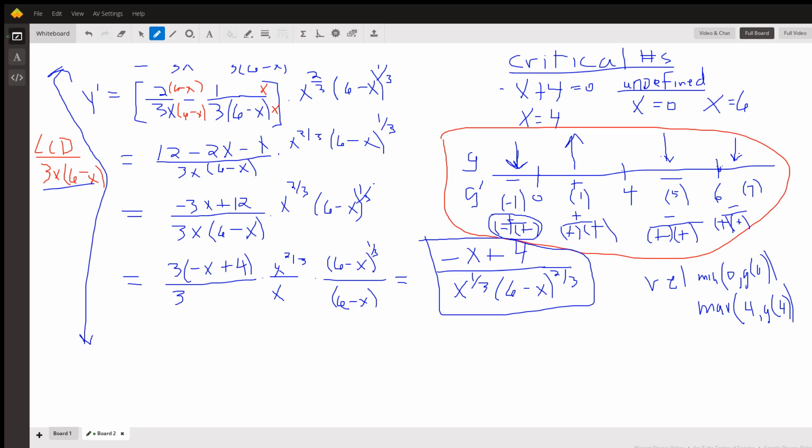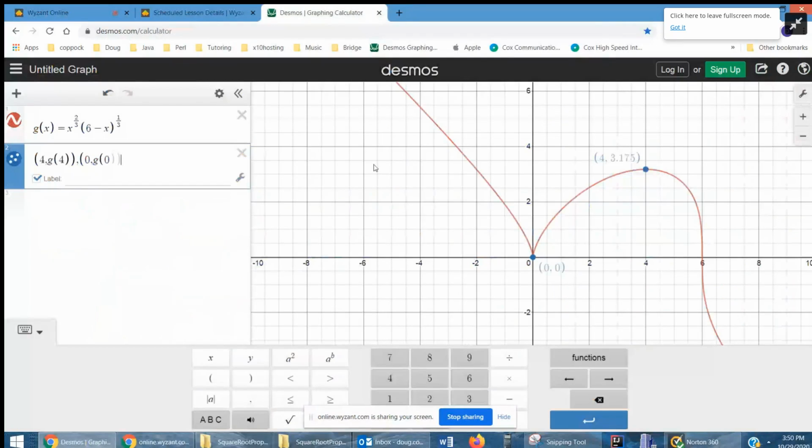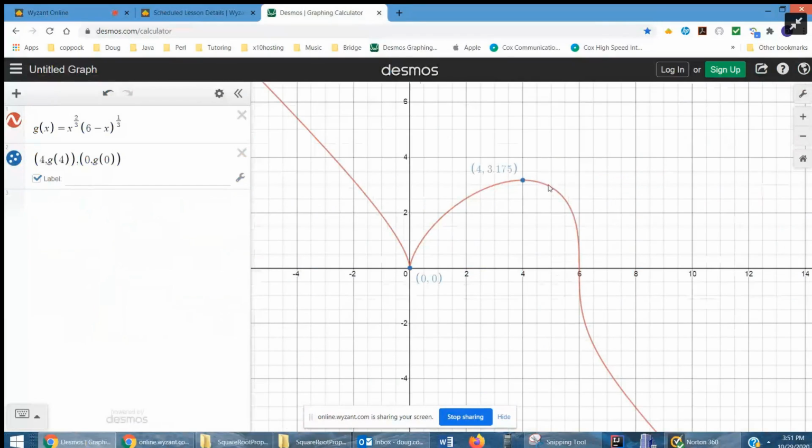If I share my screen and take us quickly to Desmos, there is what the function looks like. You can see decreasing to 0, increasing to 4, decreasing for the rest of the way.